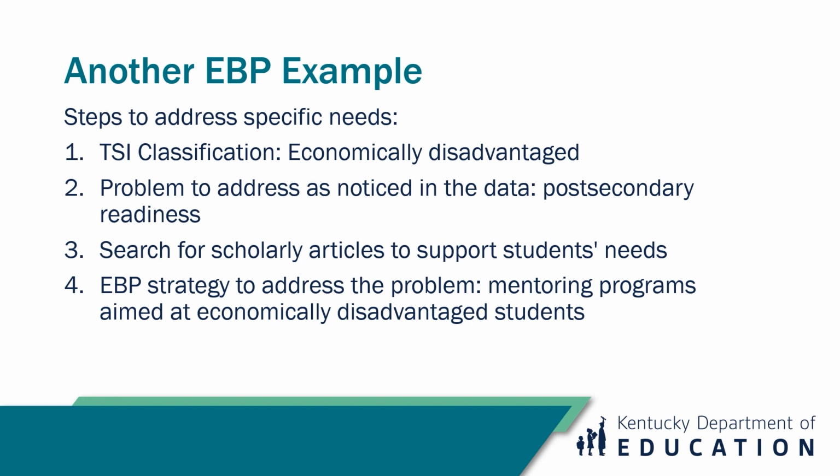So then we're going to search for scholarly articles for an intervention to support our students' needs, which is post-secondary readiness. After we've searched ERIC, Google Scholar, or other open source peer-reviewed journals, we've found a strategy to address the problem: mentoring programs aimed at economically disadvantaged students.